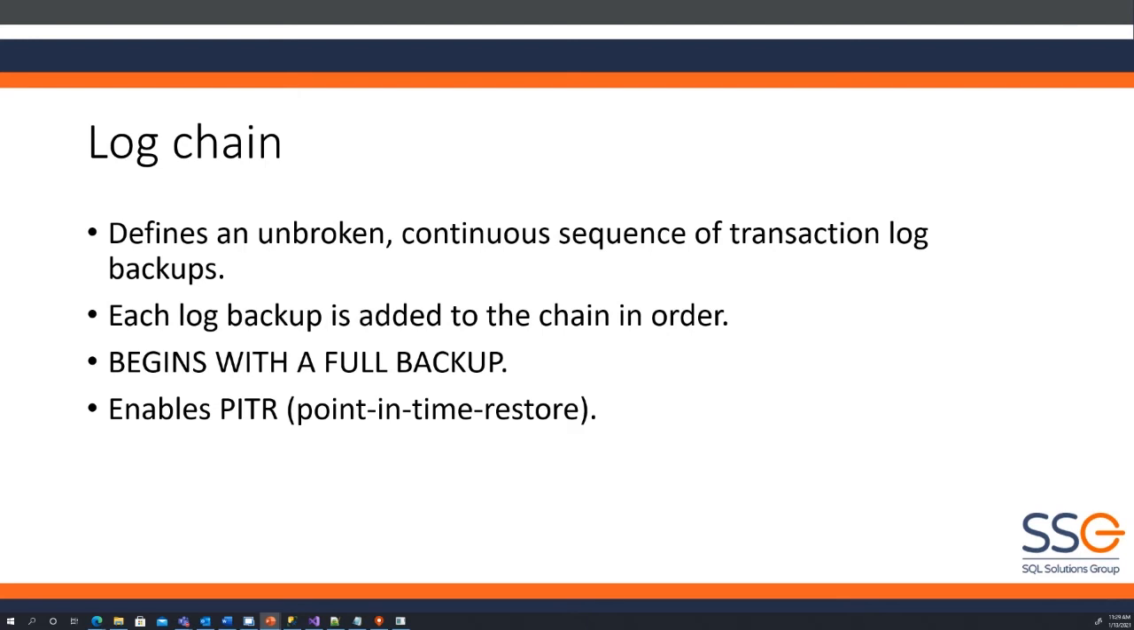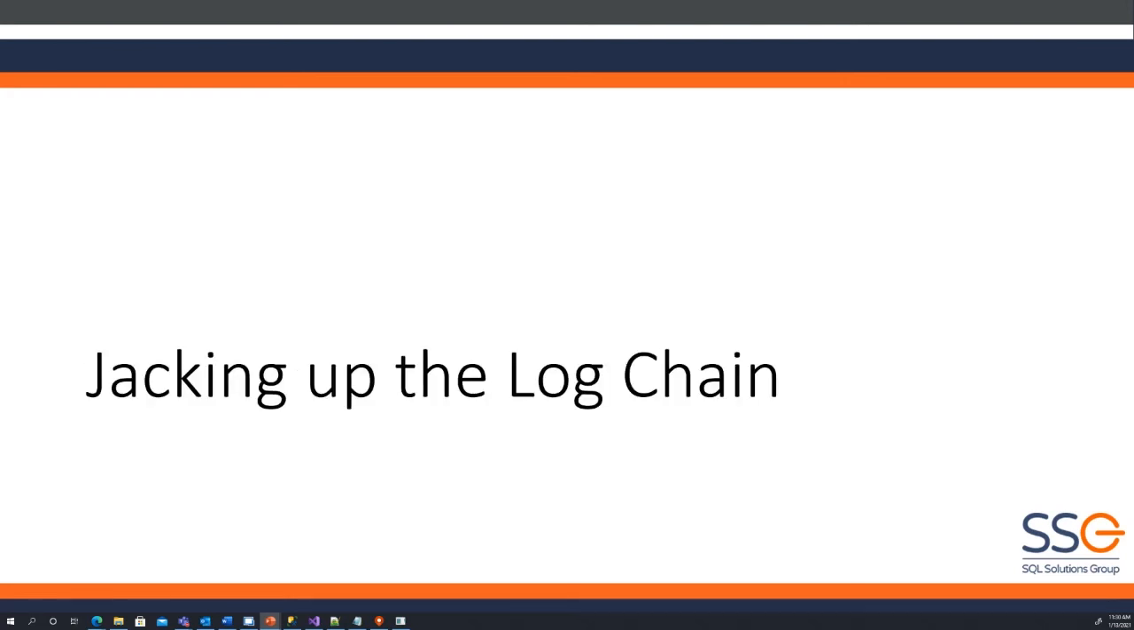So when we talk about high availability, disaster recovery, RTO and especially RPO, this is where we think about our backup plan and our log chain. Our log chain is a critical part of that RPO and disaster recovery plan. Okay, this is critical to understand. So how do we jack up the log chain? And this is where it kind of gets interesting.